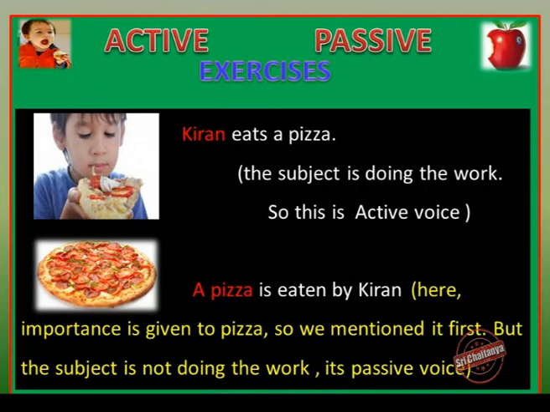Exercises. 1. Kiran eats a pizza. The subject is doing the work, so this is an active voice. The passive voice: A pizza is eaten by Kiran. Here the importance is given to pizza, so we mentioned it first. But the subject is not doing the work, hence the sentence is in passive voice.